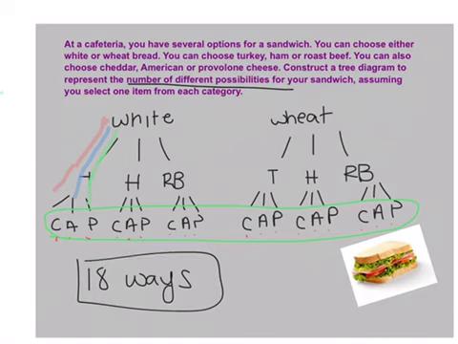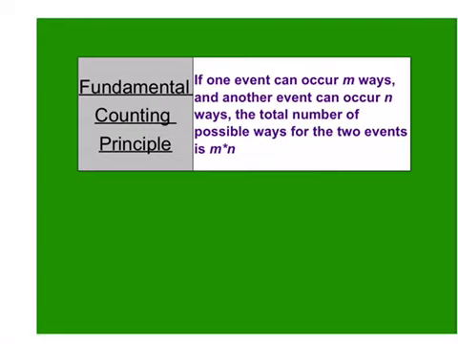It's going to get kind of big, though, if we look at different situations. We don't always want to write out all of these different possibilities, and we don't always want to create these tree diagrams. So we're going to look at something that's going to help us do this a little faster. It's called the fundamental counting principle.